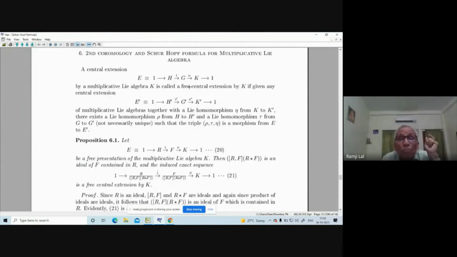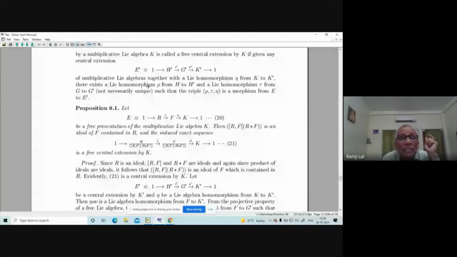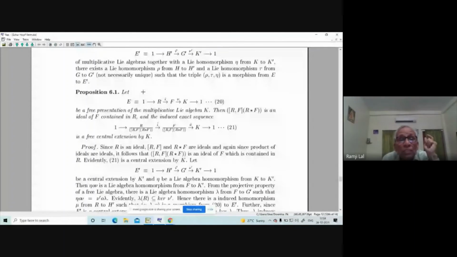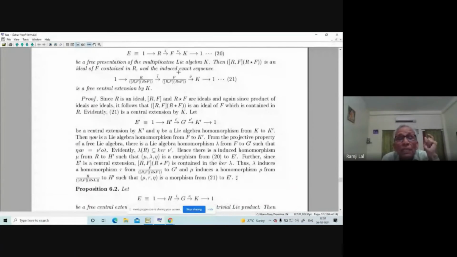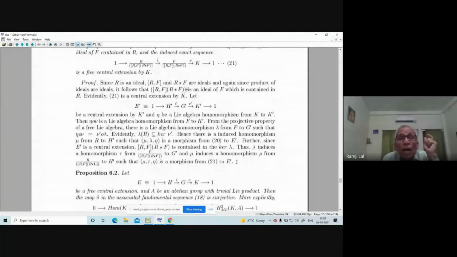So if we say that it's a free multiplicative central extension, a free central extension exists, and it is indeed this. If you take a free presentation of the group K, then this is a free central extension of the group. I'm sorry, F has to be here: R star, RF, R star, F. So anyway, this is the free extension.